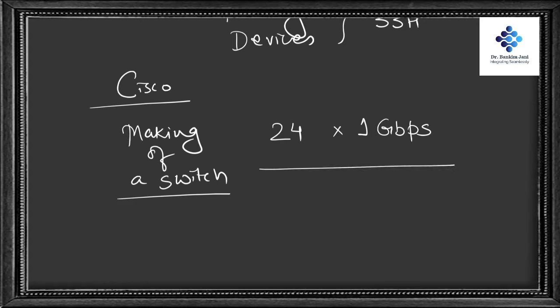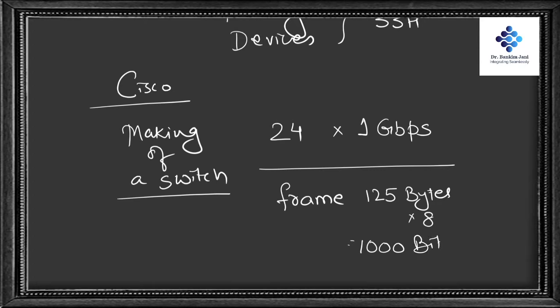So in that case, let's calculate something. We say that a frame of 125 bytes would be traveling. Now this is just for the sake of ease of calculation, right? So this is 125 bytes, 125 into 8, right? That comes to 1000 bits. So we have got a frame of 1000 bits.